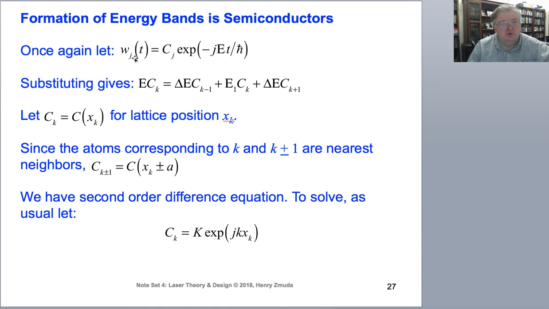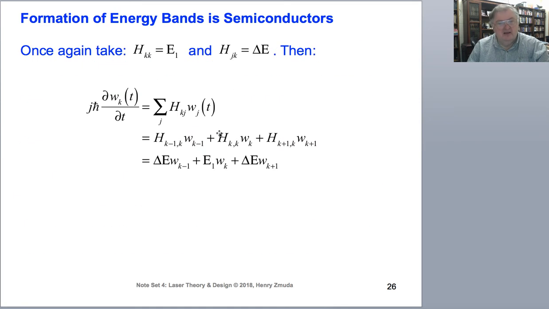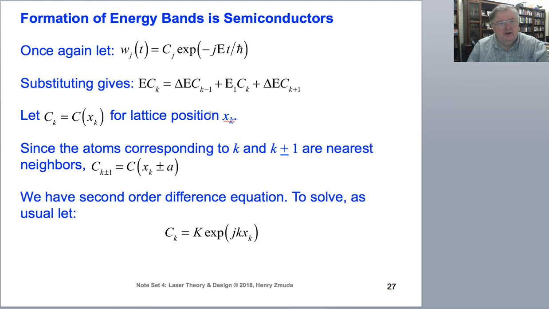I take my usual for W of t, my sinusoidal steady state. You should recognize now that this is a constant c sub j times e to the minus j omega t. I substitute that into my original equation for the w's here. When I do that and do the cancellations and so forth, that's what I'm left with. And again, lo and behold, I get these coefficients I've got to find. They form a difference equation.